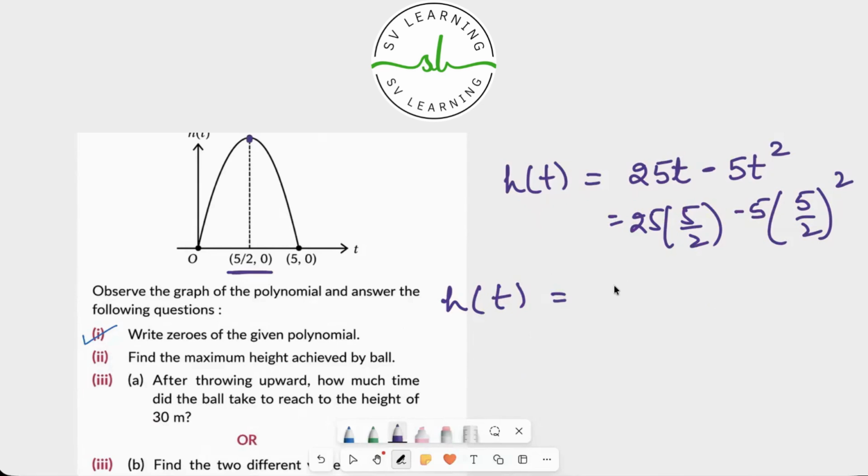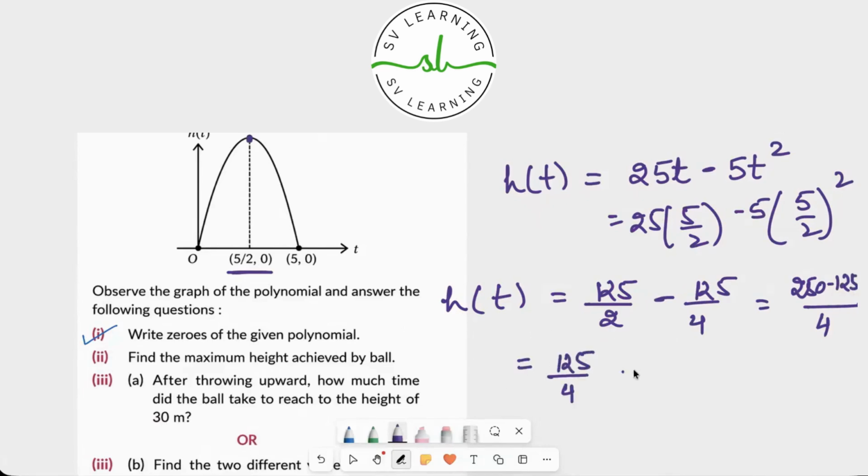So this will be 125 by 2 minus 125 by 4. You can take LCM as 4. This will be 250 minus 125 by 4. This will be 125 by 4, which will be 31.25 meters.